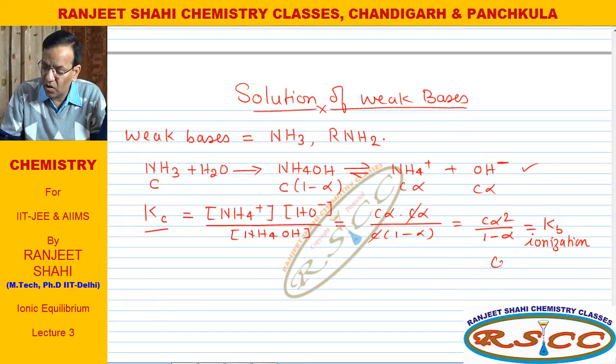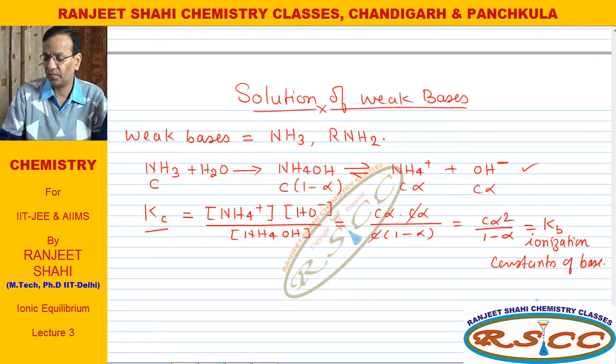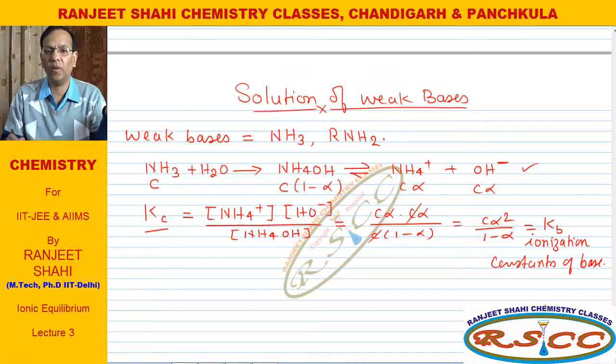We read it as the ionization constant of base. Just like Ka, the property of Kb will also be the same, that is, for a given base Kb will be constant and its value will depend only on temperature. The value of Kb will not depend on concentration of base or concentration of any other species present in the solution.